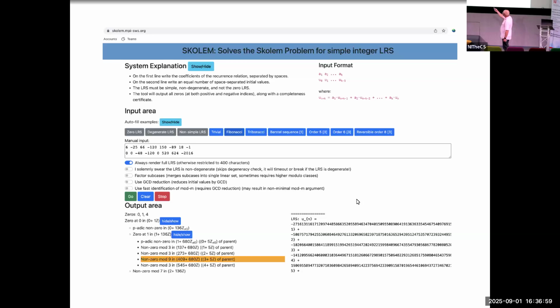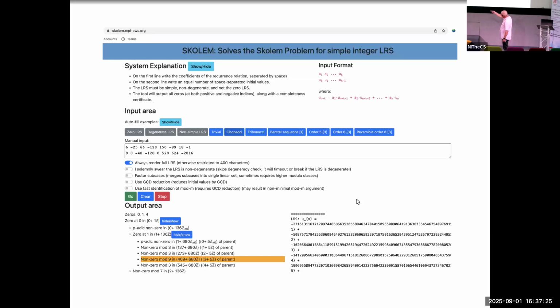So here is an example. You take k equal to 8. You take those a_i, which are 6, minus 25 and so on, and the u_i are 0, 0, minus 48 and so on. You already see three zeros there, in the first, second, and fifth position. We label them the 0, 1, and 4 positions. So it's outputting 0, 1, 4.